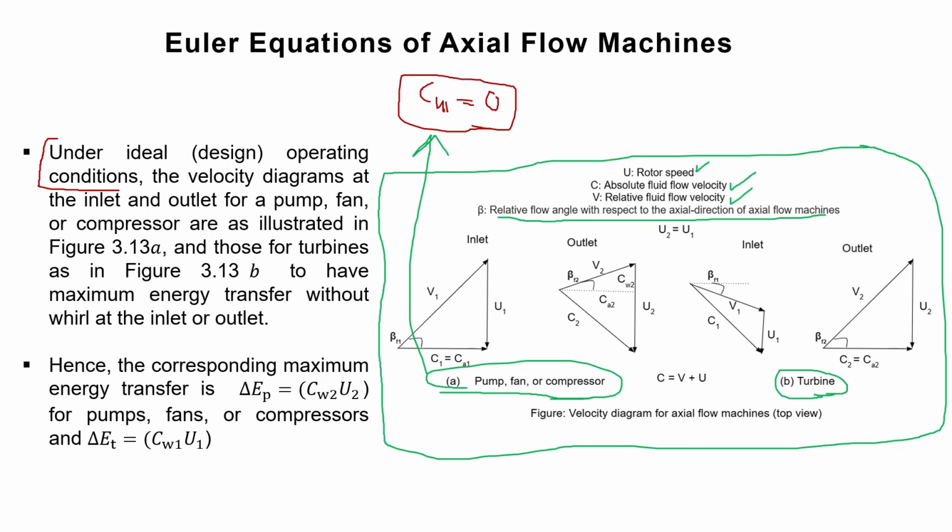Sometimes these ideal conditions assume swirl free at the inlet, if you are talking about a pump, and they sometimes assume swirl free at the outlet if you are talking about a turbine in this case. So if this is the case, then the velocity triangle will be drawn without the... actually, I'm so sorry here.